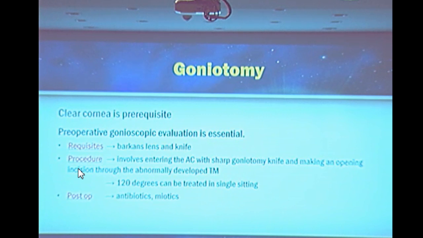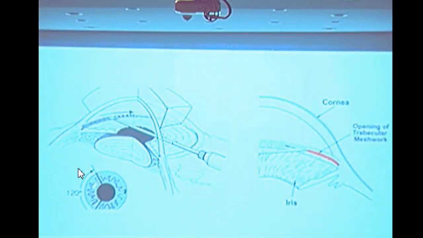You need to give, as usual, the antibiotic and probably the steroid after the surgery. This is a drawing showing that you enter, sometimes with a suture. If the wound is small, you probably don't need to use anything. And you go and incise the trabecular meshwork, but you need to have a really good view for that.